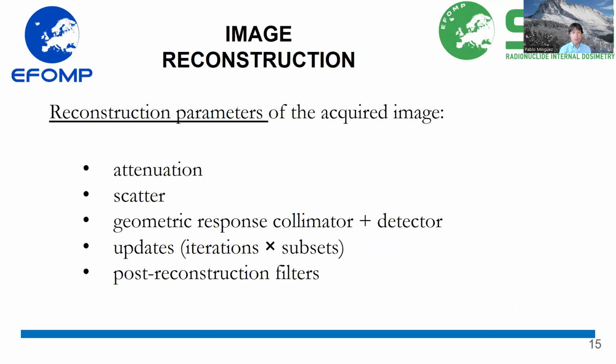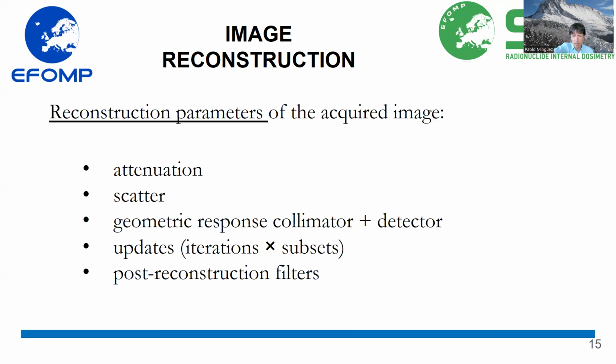So if we are going to reconstruct the projections, we have to decide the attenuation correction, in which currently the CT images are mostly used. For the scatter, the triple energy window method. We normally will implement the correction for the geometric response of the collimator and the detector. We have to optimize the number of iterations and subsets. I will talk about this a bit later. And we will have to decide if we use post-reconstruction filters.